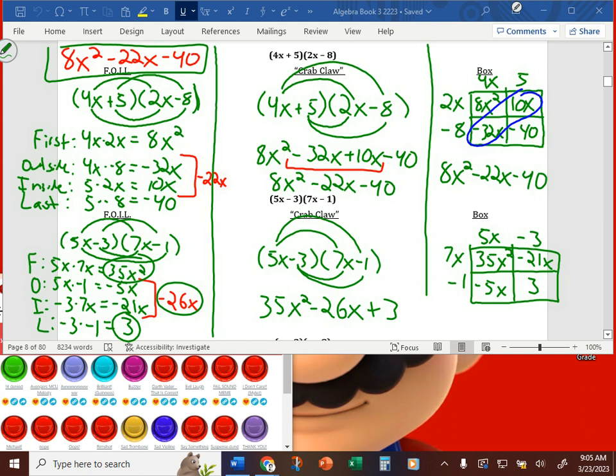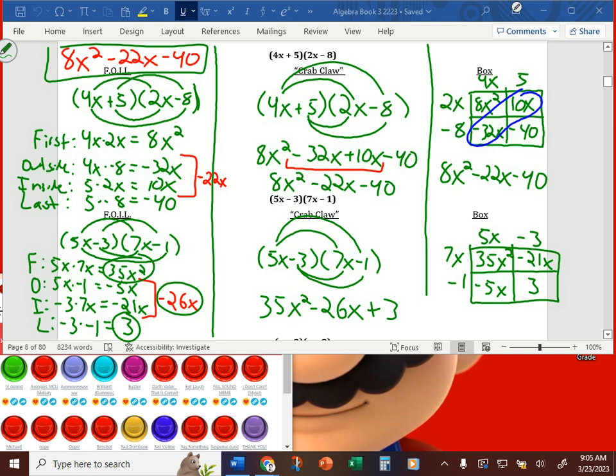If there's any downside of the box method, it's that historically students tend to miss those negative signs, right? They'll put 5x and 3, 7x and 1. Just be very careful when you're placing these. If you misplace something, then obviously the answer you get is going to be wrong.